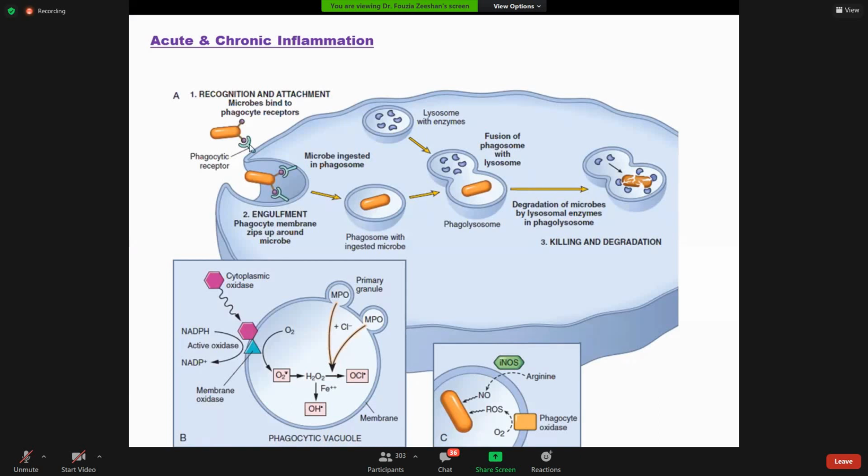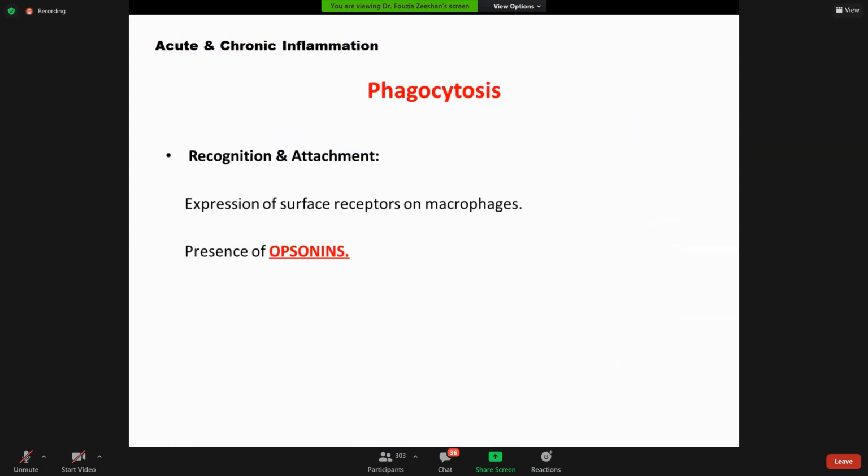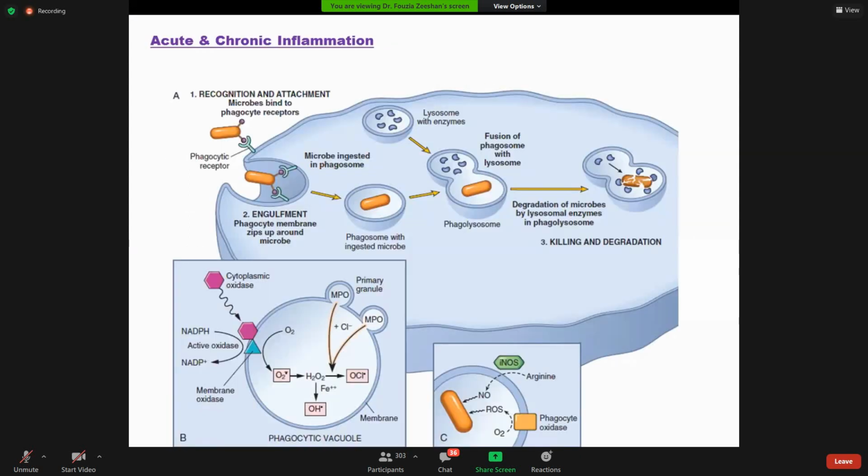Finally, what happens when the neutrophils, monocytes, and macrophages recognize the microbes through the receptors? They engulf it. In this way, a phagosome is developed and they pull the microbe inside this phagosome. After engulfment, a complete vacuole is formed around this ingested microbe.